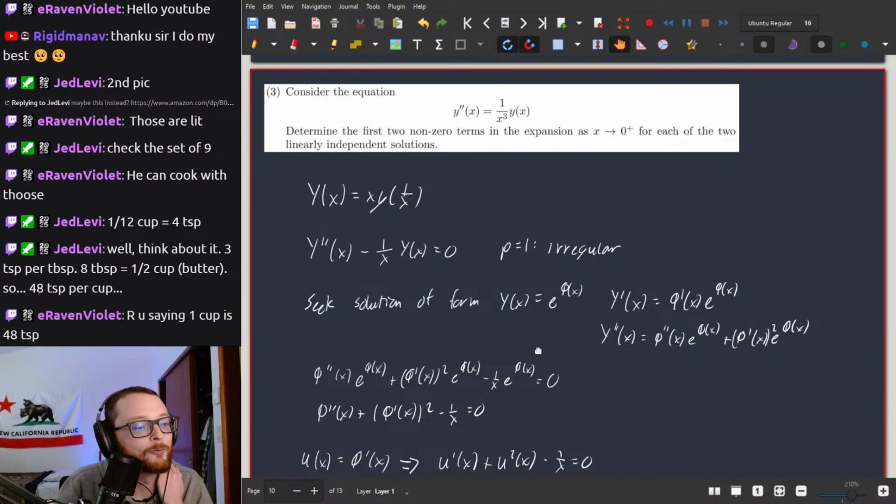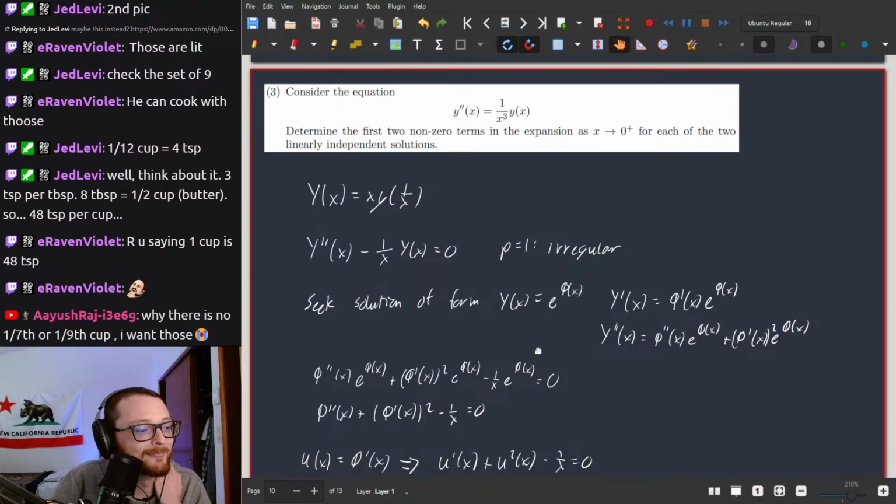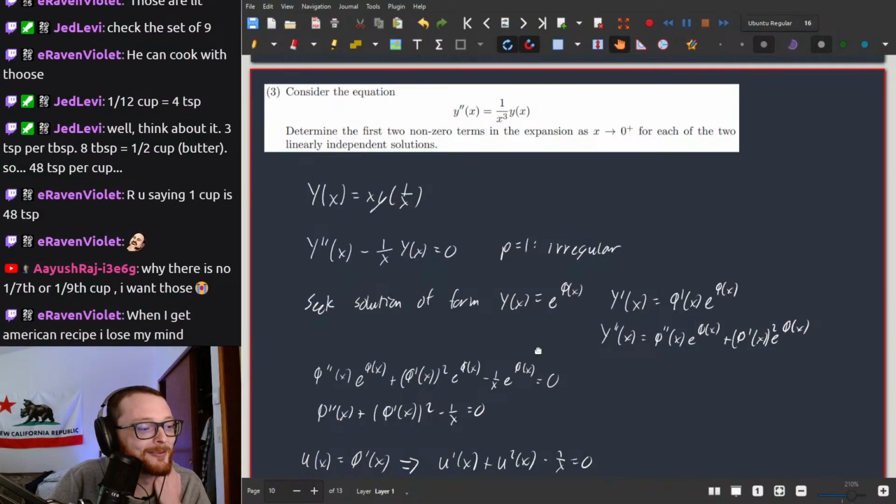3 teaspoons per tablespoon. 8 tablespoons is half a cup. Oh yeah, I know that from butter too. 48 teaspoons per cup. Oh yeah, Raven. The 3 teaspoons to tablespoons thing, I did not know. I couldn't have told you that offhand. I know, Ayush. I'm a little bit disappointed there's no 7th or 9th. I did notice I skipped over those too.